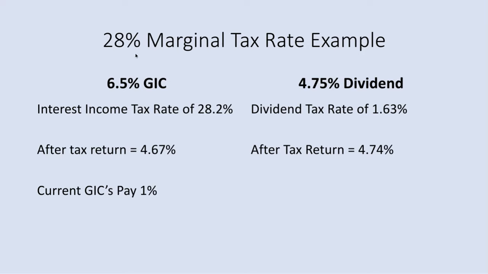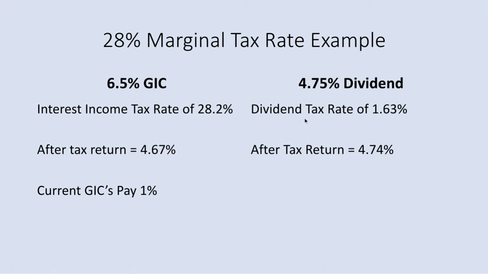I'm using 28% marginal tax rate. We're using the 6.5% GIC. I know those things haven't been around since probably the 80s or the early 90s. It's just to show the after-tax returns here. So if I was earning 6.5% in a GIC, I would lose 28% of it to tax. My after-tax return would be about 4.67%.